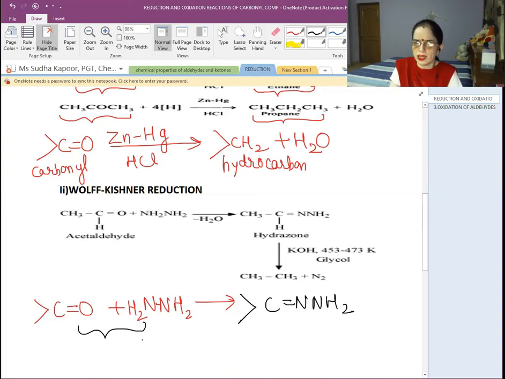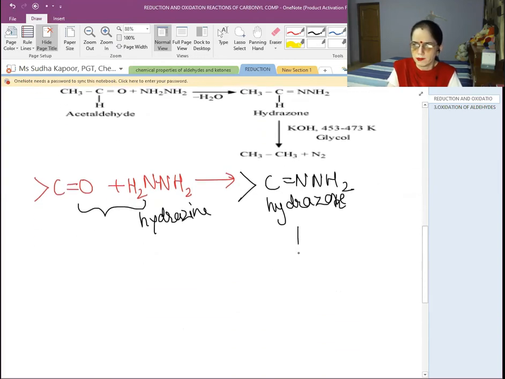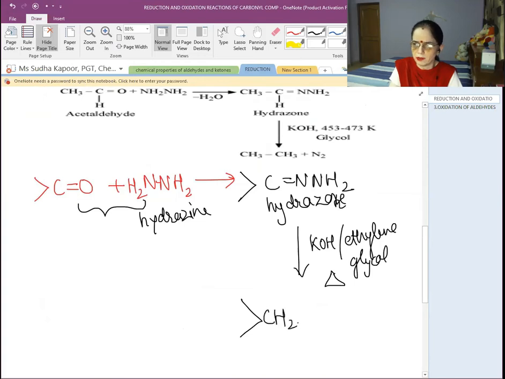Remember, students, that when hydrazine is added, the product is known as hydrazone. But when this hydrazone is further treated with KOH and ethylene glycol, followed by heating, all these things are very necessary, then we get the hydrocarbon along with evolution of nitrogen gas. So the hydrocarbon is obtained.